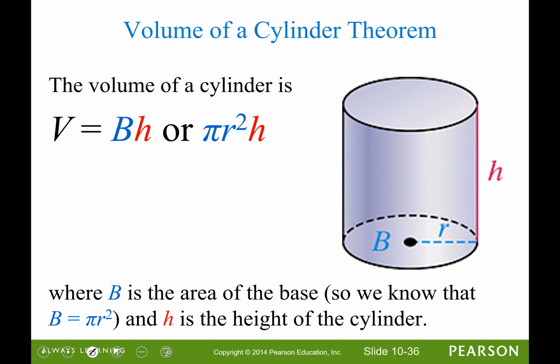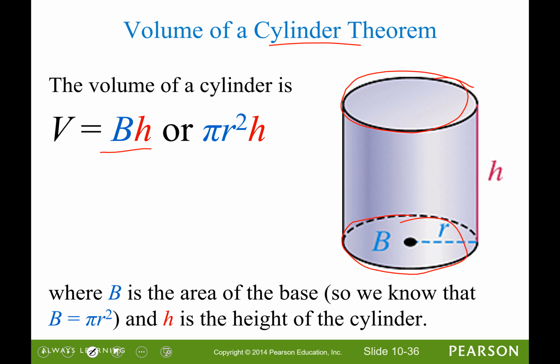Okay, volume of a different prism. This prism has a very specific base. It's a circle, so we don't even call it a prism. It gets its own name. It's a cylinder. And to find the volume of a cylinder, it's the same as the prism, base times height.